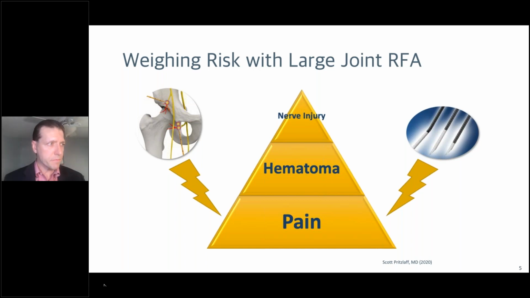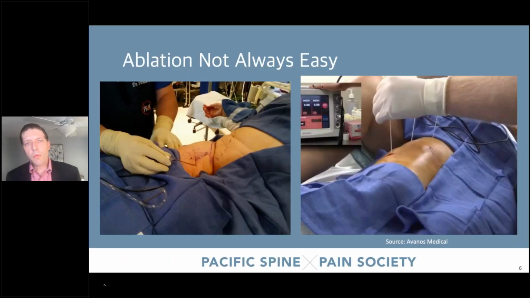Next slide. So the issue is ablation is not always easy. These patients are seeing you for a reason, oftentimes because they are not good candidates for a joint replacement, or secondarily, they don't want a replacement, or they're considered high risk, a multitude of reasons. And so oftentimes you're dealing with situations that are not optimal.